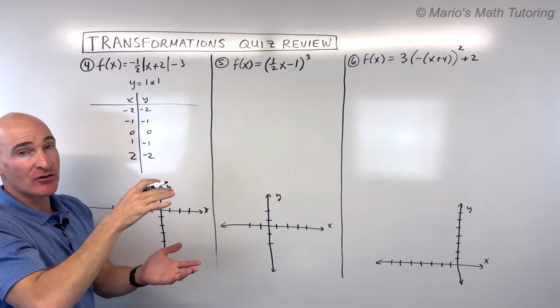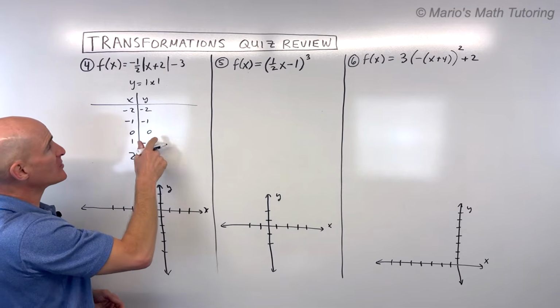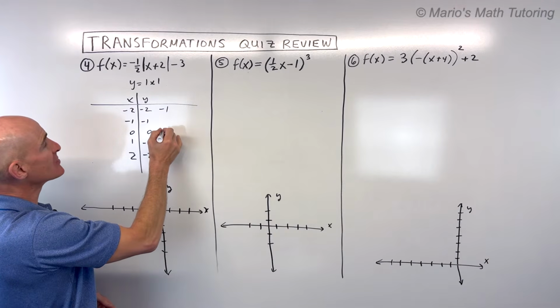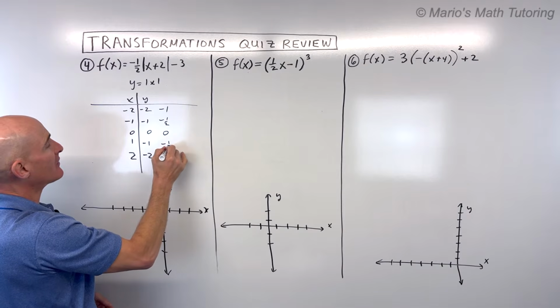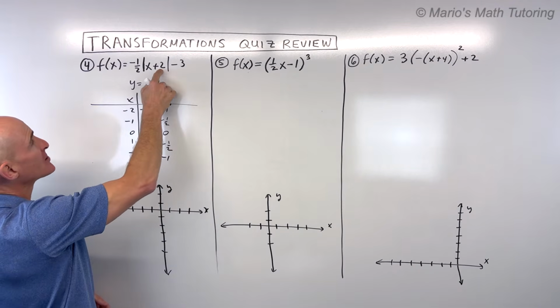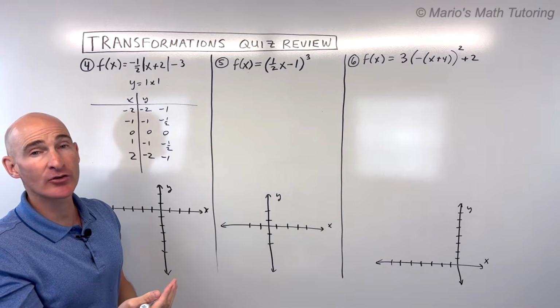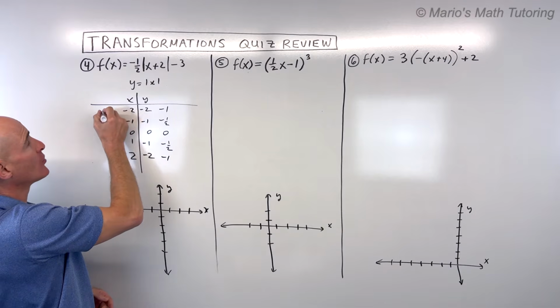Vertical shrink by a factor of 1/2, again, not grouped with the x, so it's affecting the y values. I'm multiplying all the y values by 1/2. This is going to give us -1, this is going to give us 0, this is going to give us -1/2 and -1/2. The plus 2 is going to shift left 2. Remember, when it's grouped with the x, it's affecting the x or horizontal direction, and has the opposite effect. So plus 2, we're actually going to subtract 2. We're going to the left 2.